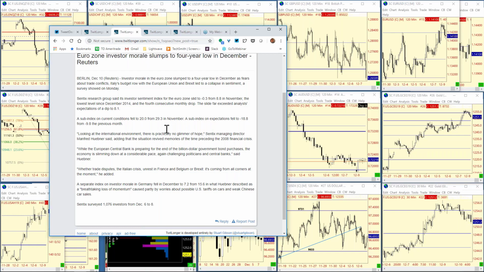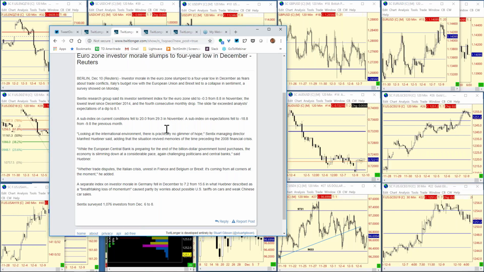Looking at the international environment, there's practically no glimmer of hope, Sentix managing director Manfred Hübner said. While the ECB is preparing for the end of its billion-dollar government bond purchases, the economy is slimming down at a considerable pace, again challenging politicians and central banks. Whether trade disputes, the Italian crisis, unrest in France and Belgium, or Brexit, it is coming from all corners at the moment, he added. A separate index of investor morale in Germany fell to 7.2 from 15.6, in what Hübner described as a breathtaking loss of momentum.